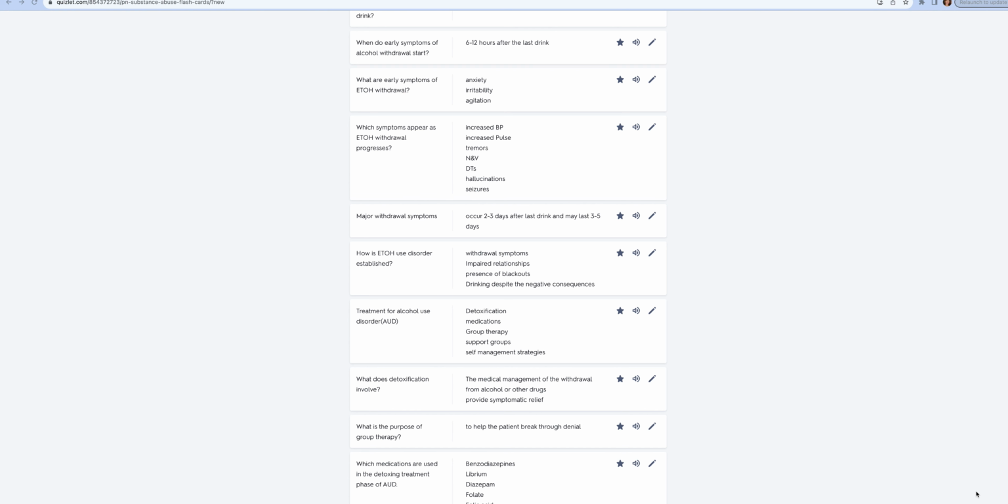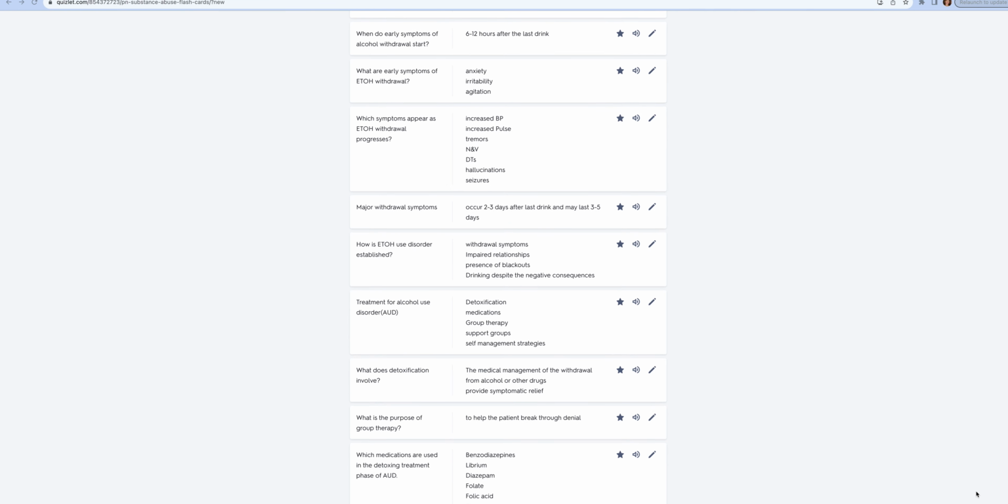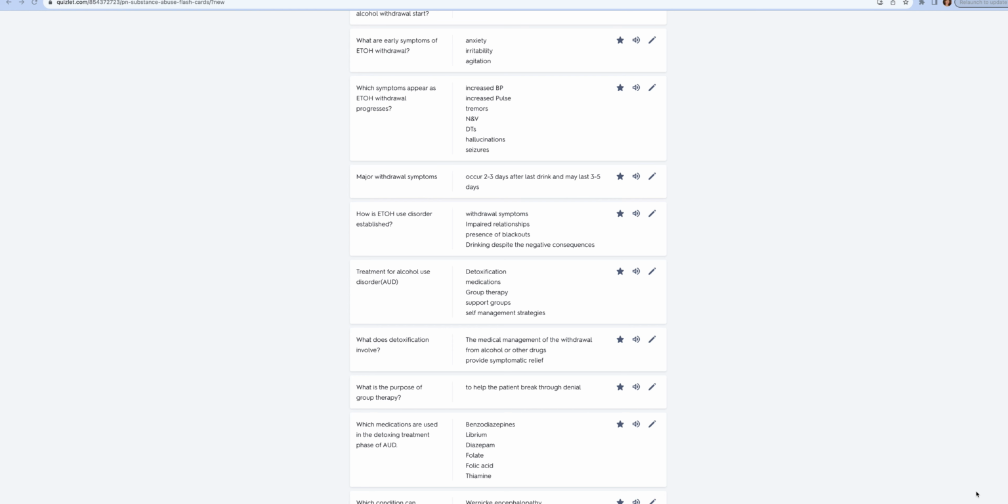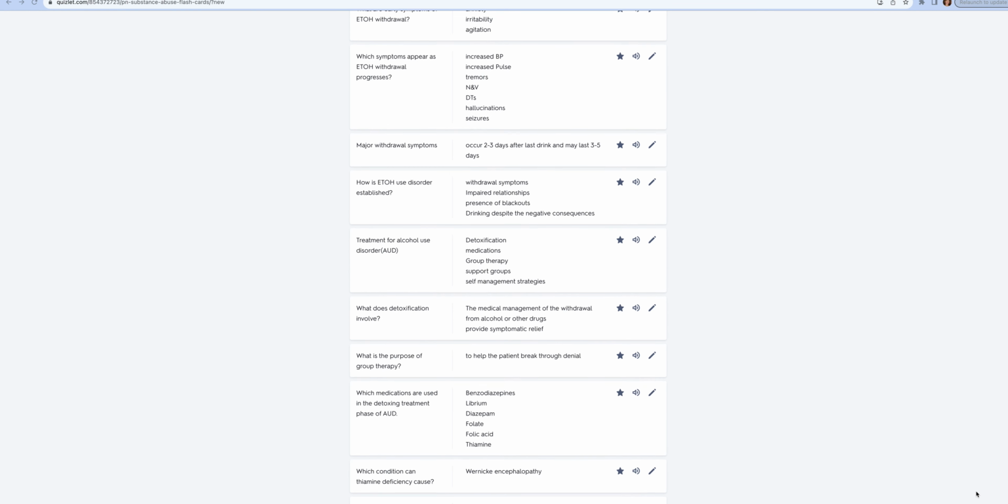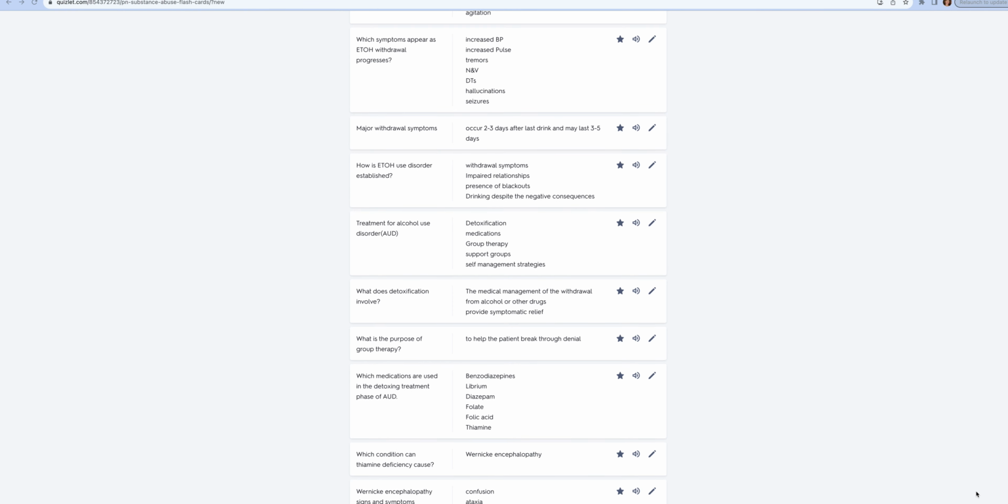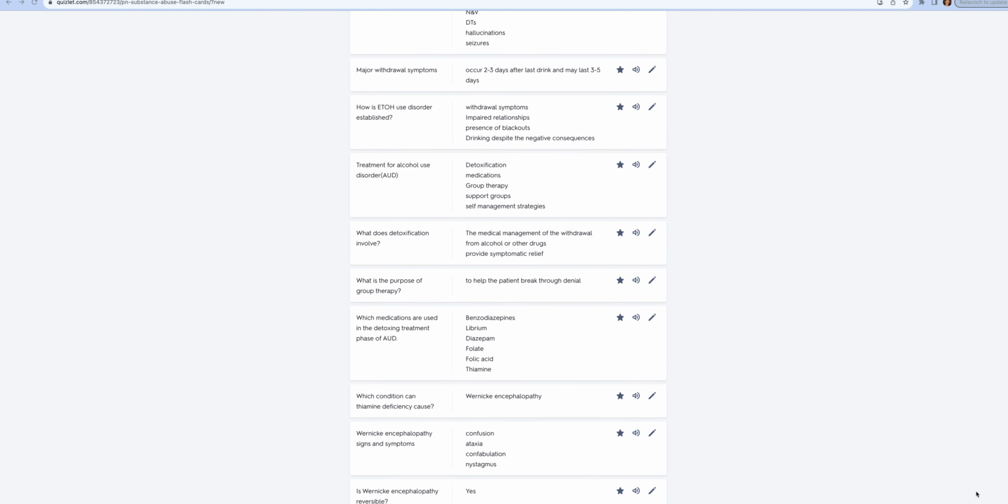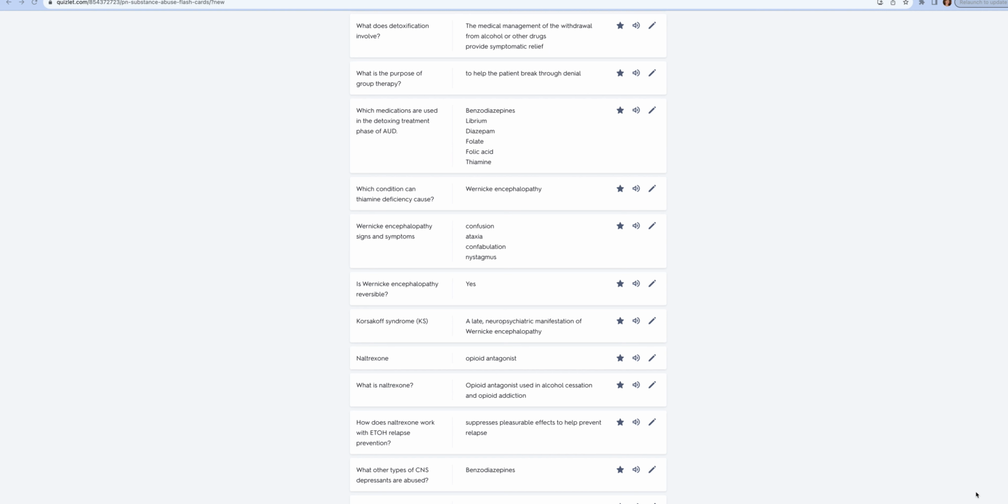Which medications are used in the detoxing treatment phase of AUD? That's alcohol use disorder. Benzos, Librium, diazepam, and then vitamins like folate, folic acid, and thiamine. So if somebody has thiamine deficiency, they can get Wernicke encephalopathy if they abuse alcohol. And the signs and symptoms of this are confusion, ataxia, confabulation, and nystagmus. Remember, nystagmus is involuntary eye movements. And this is reversible, and the treatment is thiamine. So we give thiamine to prevent this.